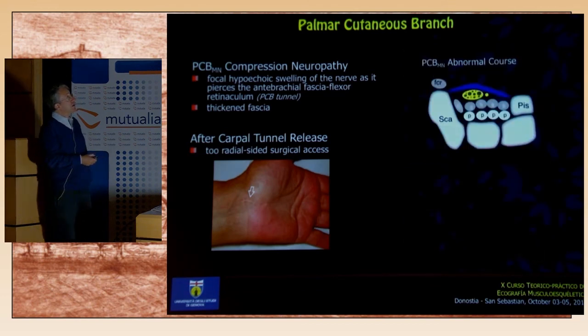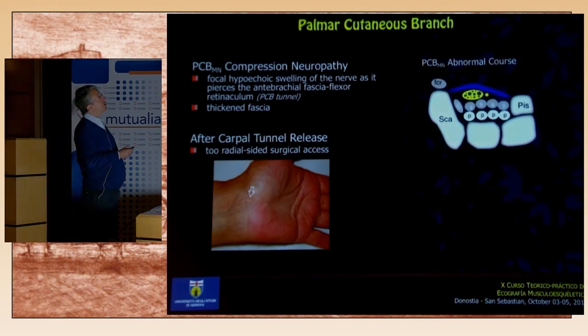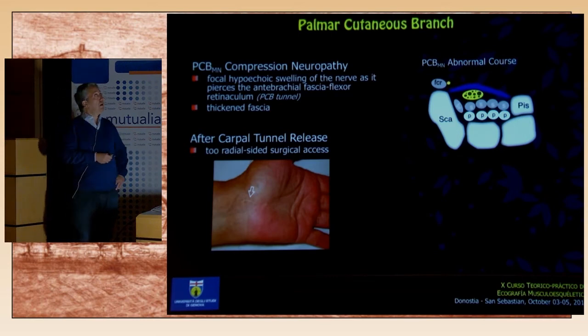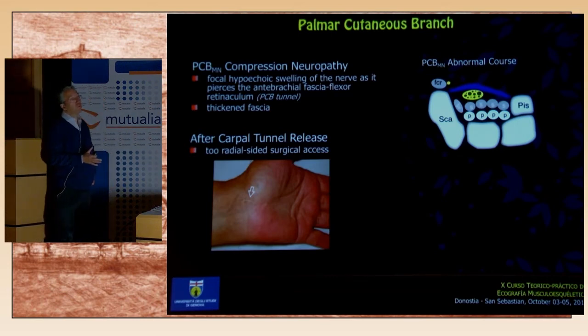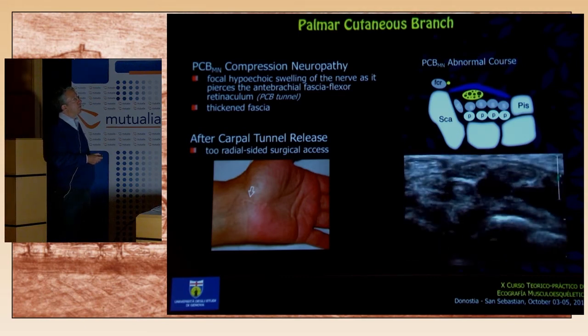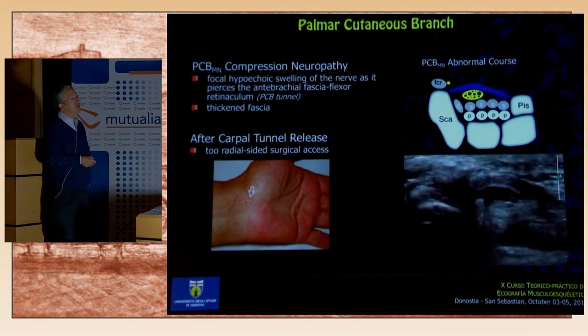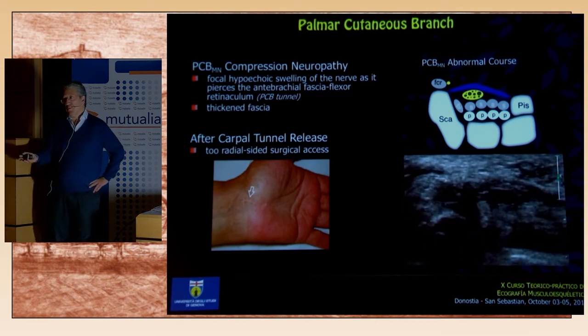Remember that there are some anatomical variants for which the palmar cutaneous may arise not from the radial side but from the ulnar side of the nerve. And then it pierces the retinaculum, passing over the nerve to reach the flexor carpi radialis. This is, I think, in 2% of patients. So when you place the probe over the carpal tunnel, you see a dot crossing over the retinaculum. This I think may be a useful information for the surgeon.